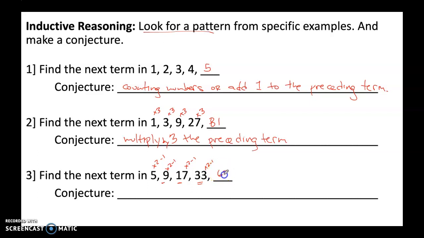is equal to 65. So again, our conjecture is multiply the preceding term by 2, then minus 1. So that is our conjecture to get the next term.